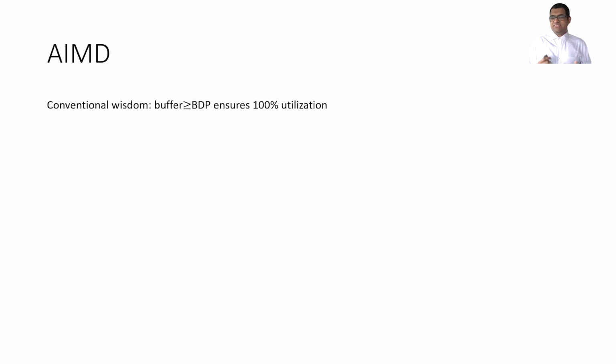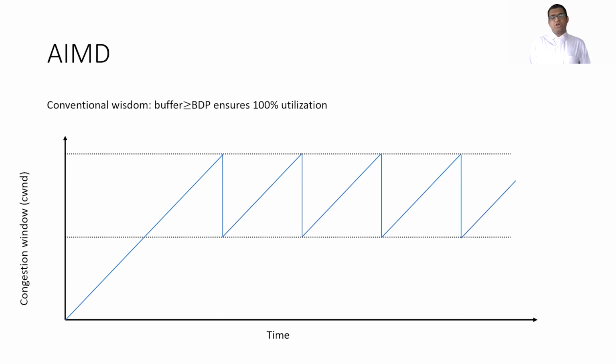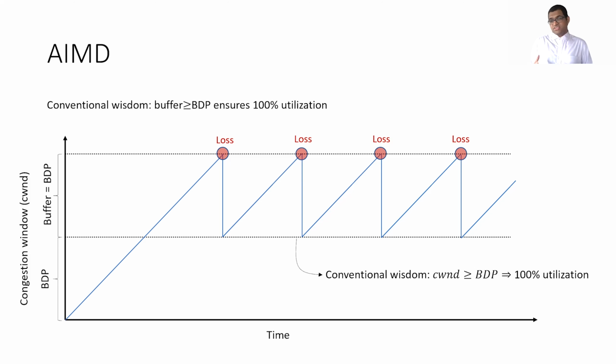AIMD, of course, is the most classical algorithm, and conventional wisdom says that if the buffer is greater than a BDP, that means we have 100% utilization. And this is the sawtooth graph we're used to seeing. So consider a case where the buffer size equals the BDP. Packets will get lost when the congestion window exceeds the buffer size plus the BDP. And when this happens, the congestion window is halved. And as long as it stays beyond a BDP, we get 100% utilization.